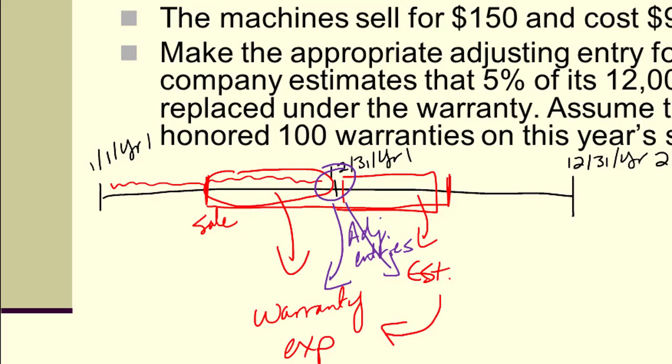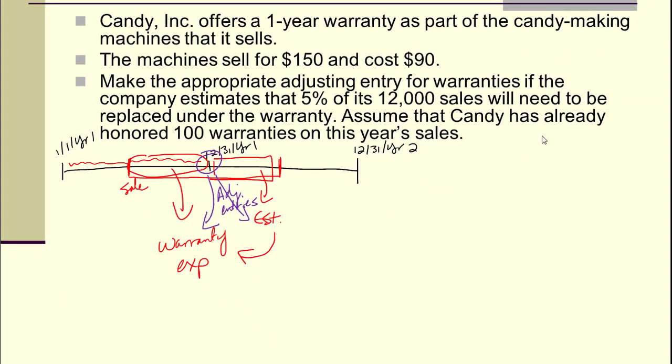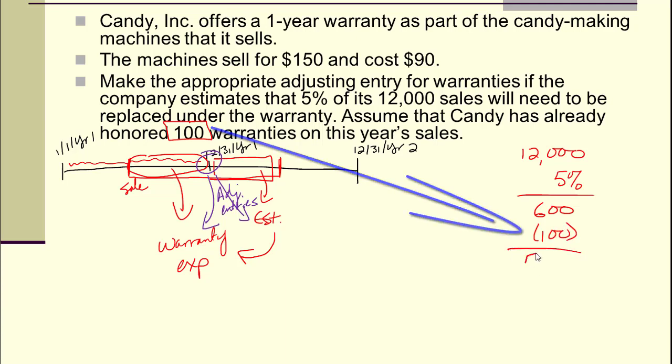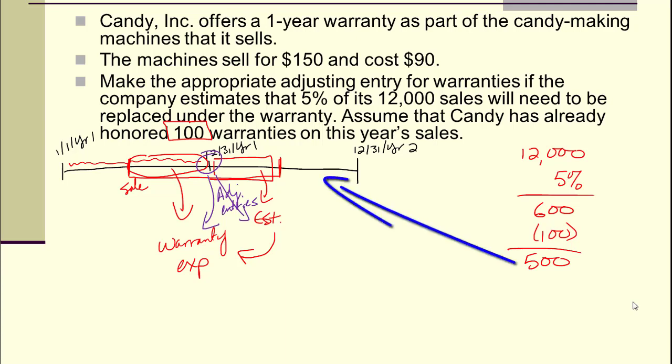So let's take a look at this particular example with Candy Company. So Candy has sold 12,000 units over the course of year 1, and they think that 5% of those are going to break while under the warranty and have to be replaced. So they think they're going to have to replace 600 units. Of those, 100 have already been replaced. So that means I've got 500 left that they think they're going to have to fix or replace in the coming year. So if I want to record a liability for my estimated cost, I should take this 500 times the cost to replace or fix these units.